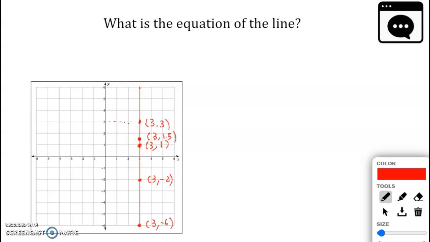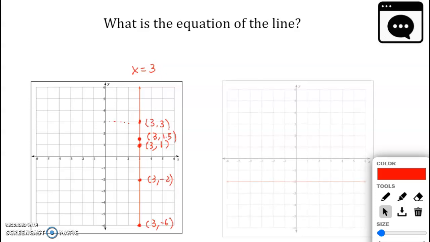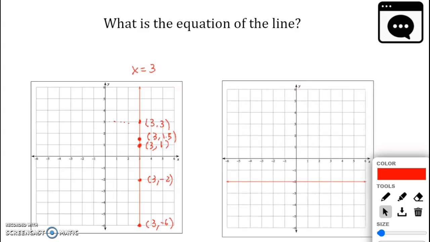And so what is the equation of this line? That is just x is equal to 3. We don't really care what the y value is. We just know that x is always going to be 3, and that is going to be a vertical line. Okay? Now what about this? This time we have a horizontal line. If x is equal to 3 was a vertical line, this time we want to find the equation of a horizontal line. What do you think?